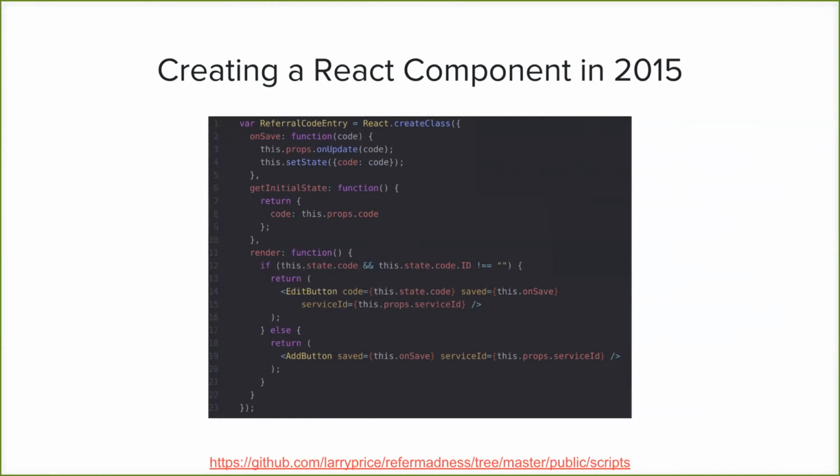Below that, we have a render method. And so render is actually a React method where we tell it what we want to display. In this case, I have a single conditional that checks some values in my state, and depending on what they are, it renders either an edit button or an add button.